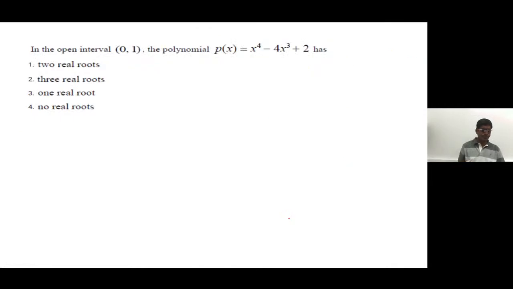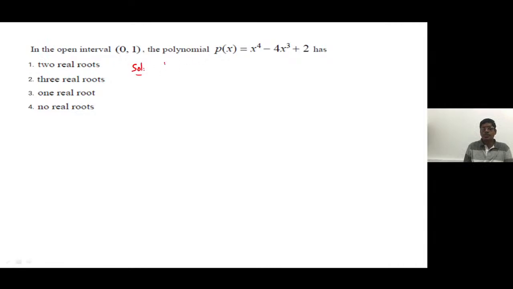The next question, this is also a good question, important question. It is a numerical methods related question, or basics also you can take that. In the open interval 0, 1, the polynomial p of x is equal to x to the power 4 minus 4x cube plus 2 has 2 real roots, 3 real roots, 1 real root, no real roots. These are the options. So this is a basic terminology question only, which is studied from 10th class, 11th class.